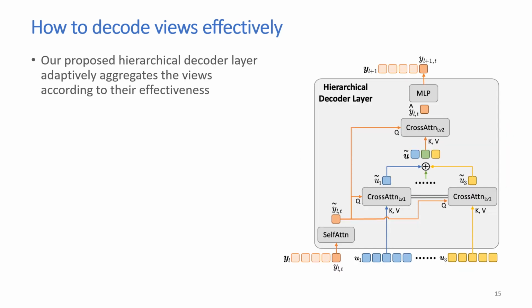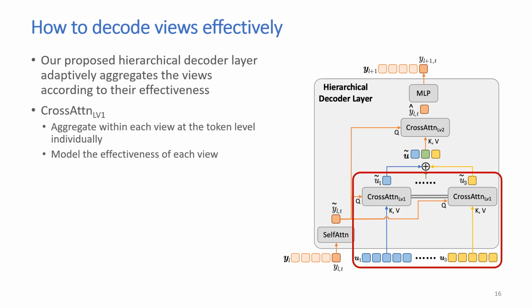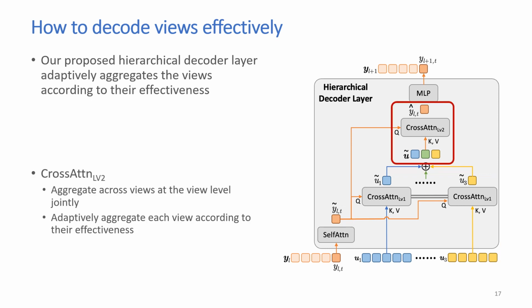In order to decode the views effectively, we propose a hierarchical decoder layer to adaptively aggregate the views according to their effectiveness. The Level 1 cross-attention module first aggregates within each view at a token level individually to model the effectiveness of each view. And then, the Level 2 cross-attention module aggregates across views at the view level jointly to adaptively aggregate each view according to their effectiveness.